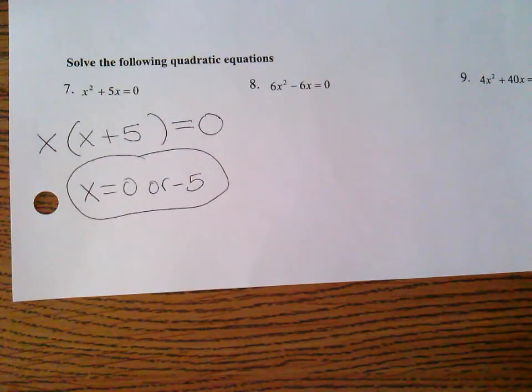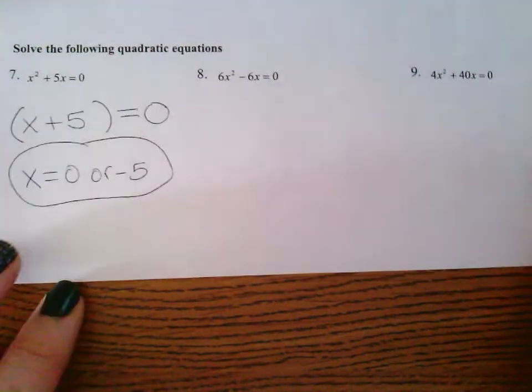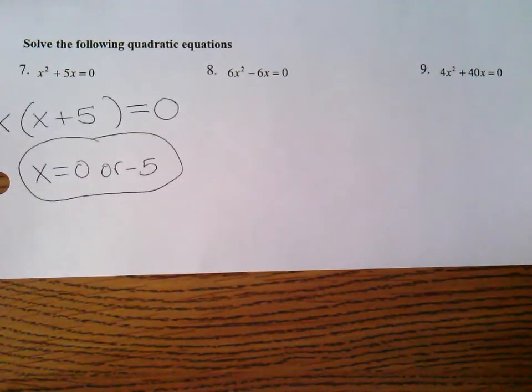And then why don't you try 8 and 9? So you're going to factor it using greatest common factor, and then finally write your solution for what x would have to be.